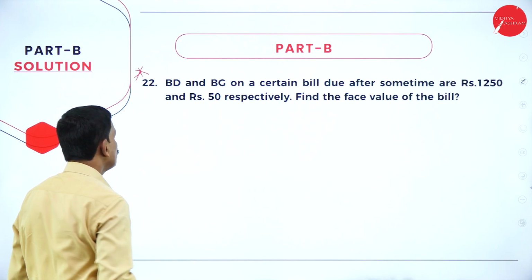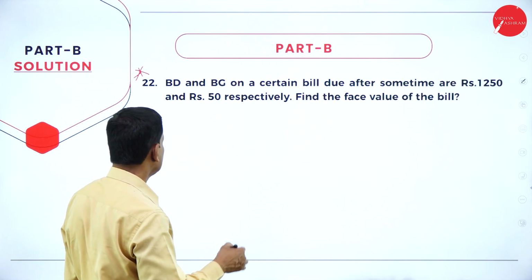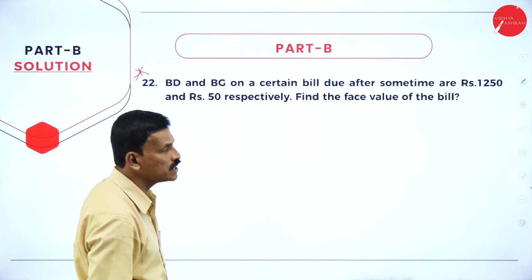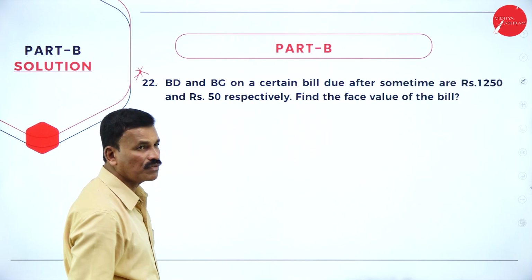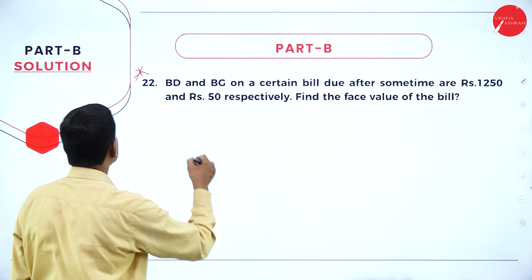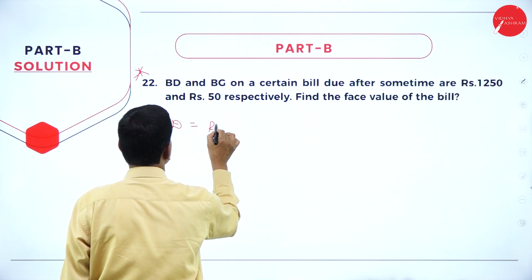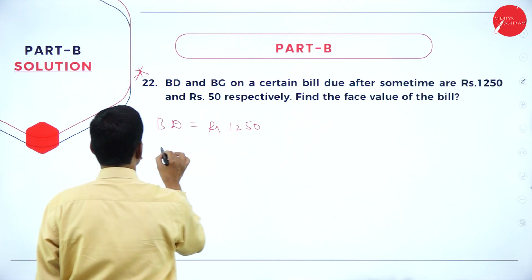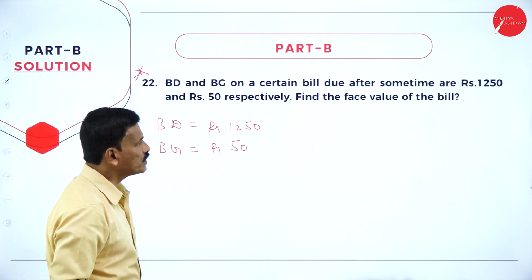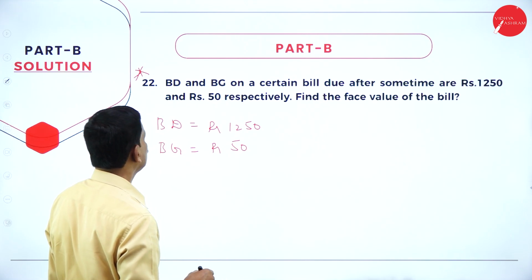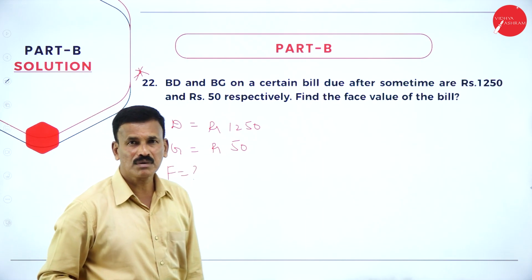The banker's discount BD and banker's gain BG on a certain bill due after some time are rupees 1250 and rupees 50 respectively. Find the face value of the bill. Now what is given? The banker's discount is rupees 1250, and the banker's gain is rupees 50. Find the face value. F is to be determined, right?